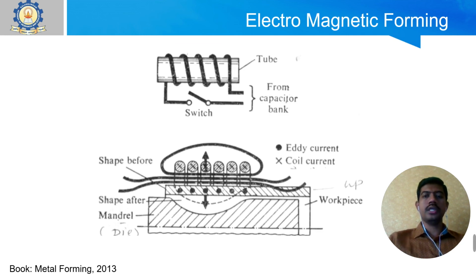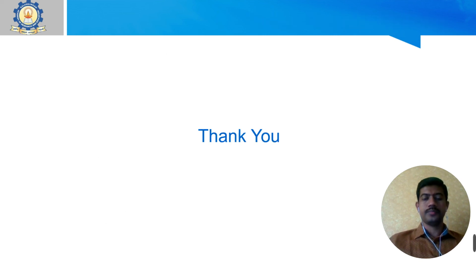And finally, we are going to see electromagnetic forming. Here the electrical energy stored in a capacitor bank is used to produce an opposing magnetic field around a tubular workpiece surrounded by current carrying coils. The coil is firmly held, and hence the workpiece collapses into the die cavity due to the magnetic repelling force. Thus it gets the shape of the die. So these are the various different types of high velocity forming. Thank you.